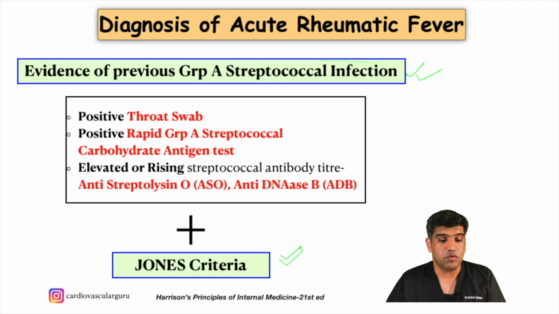Now, the evidence of group A streptococcal infection can be direct or indirect. Direct by a positive throat swab, or a positive rapid group A streptococcal carbohydrate antigen test, or indirectly by elevated or a rising titer of anti-streptolysin O (ASO) or anti-DNase B. So this gives us the evidence of group A streptococcal infection. Now this evidence has to be combined with Jones criteria to finally establish the diagnosis of acute rheumatic fever.